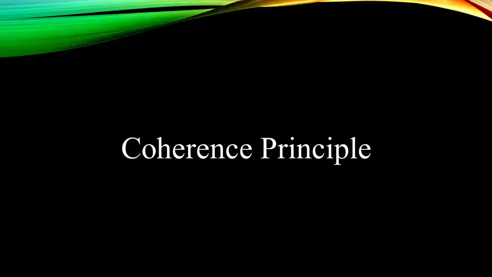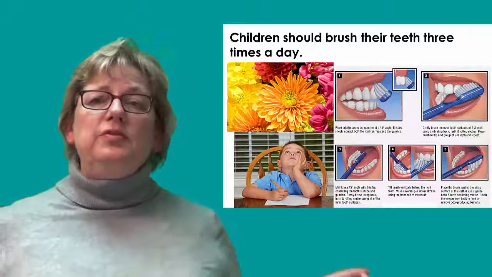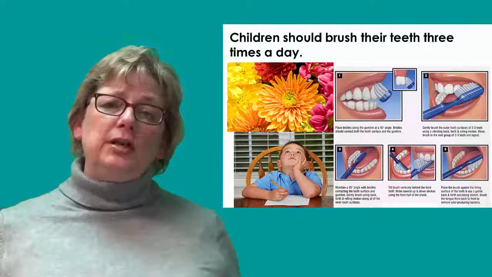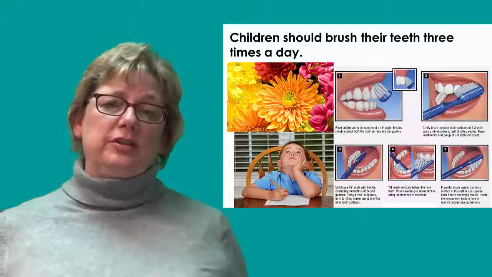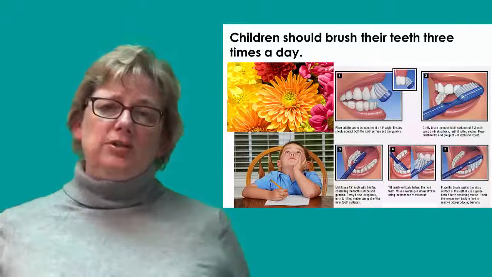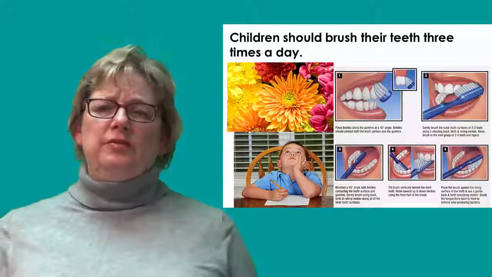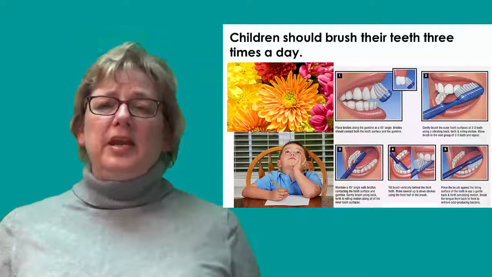The coherence principle removes distractions by taking away interesting but not relevant information, pictures, stories, etc. The learner can concentrate on the important material. In this example, removing the images of the flowers and the child would help the reader focus on the lesson. Instructional designers should carefully review each lesson and eliminate irrelevant information.